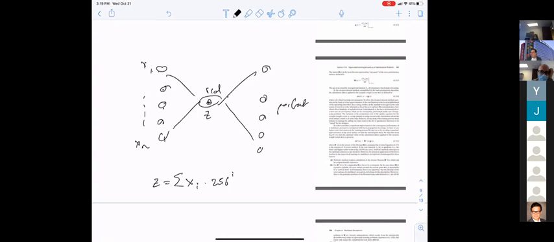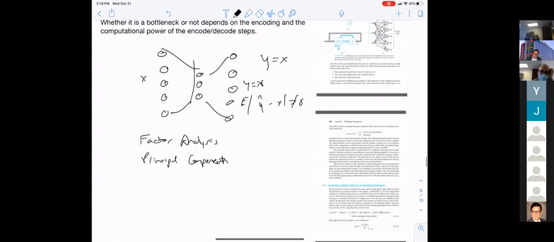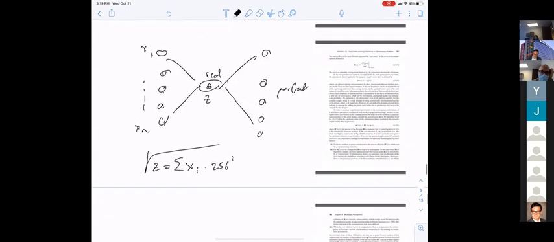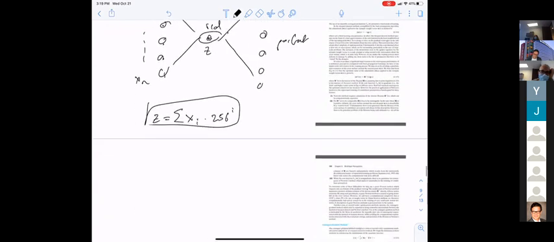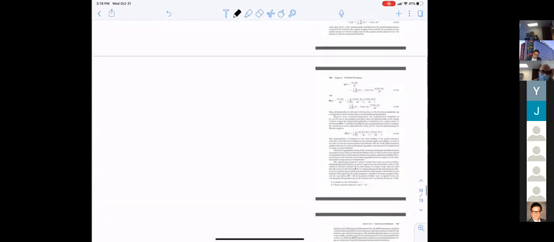So that's not really a bottleneck. To be a bottleneck, you need some constraint either on the bits of these things or on the type of processing you can do here. Like, you don't allow this kind of encoding. Okay. And let's see, was there anything else?